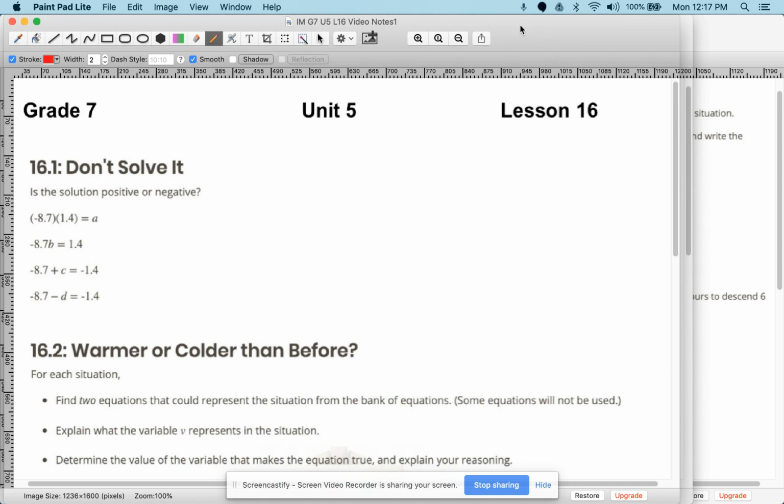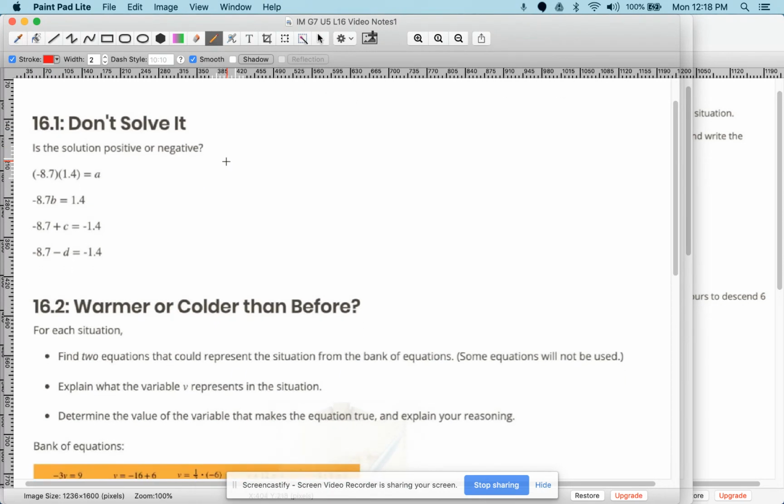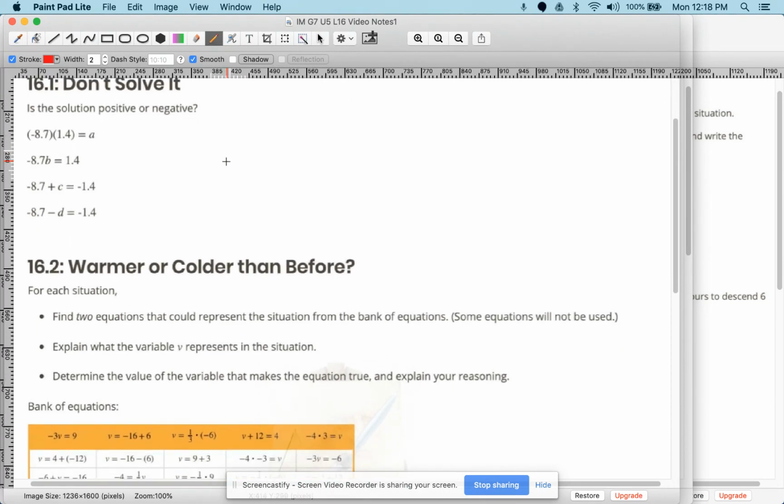Hi students, today in your workbooks we're going to talk about representing contexts with equations. So basically they're going to give you situations and we're going to represent those situations with equations. Just as a refresher, let's look at a few of these equations here, and we don't want to solve them. We just want to say, is the solution going to be positive or negative?